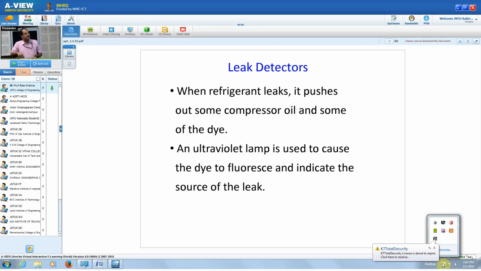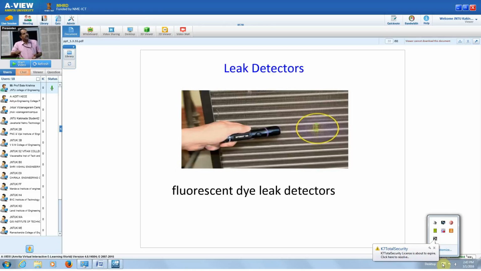Next slide. See, here there is an ultraviolet ray like a torch. If you flash it on that, because of the injected dye, wherever it is leaking out, it may show some other color. That means this is the leakage source. That way also we can detect the leakage.